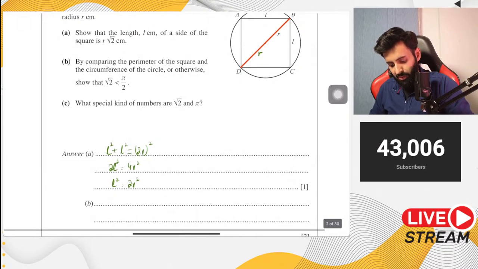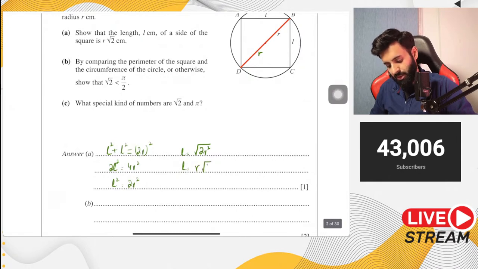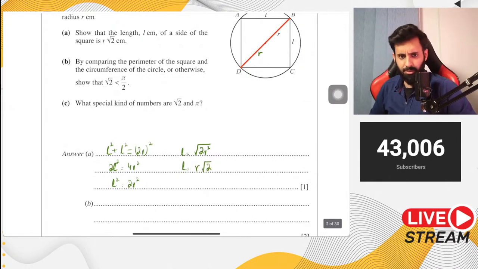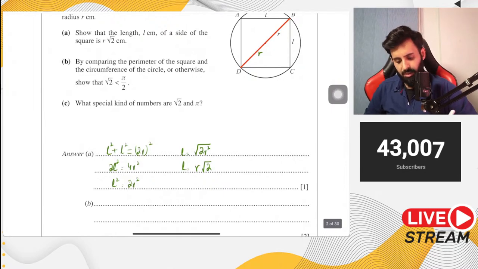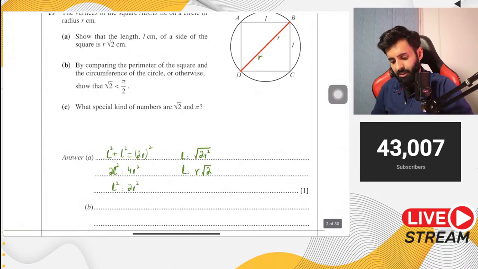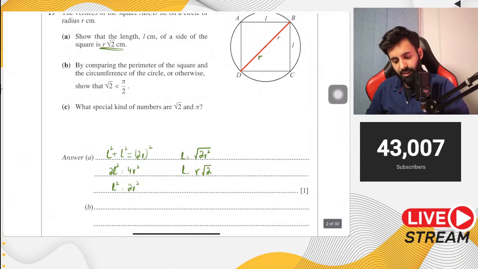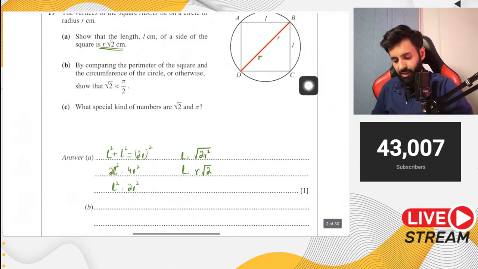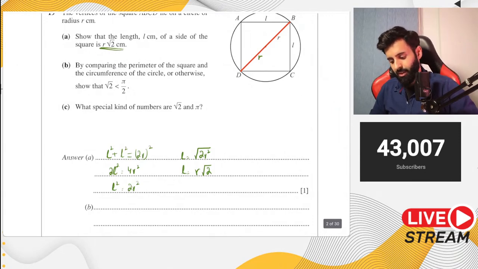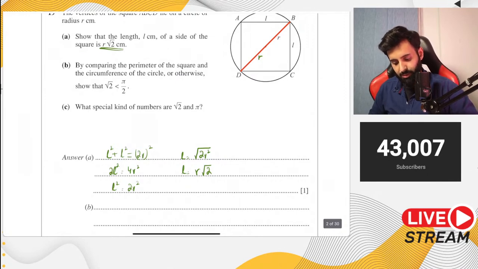And now you can take the square root on both sides. So L is equal to the square root of 2r squared. Now r squared is something that you can take the square root of. Root 2 is something you can't take the square root of. I mean, you can with the help of a calculator, but this is paper 1, so this is how we're going to leave it. So it says here, we had to show that the length of the square is equal to r under root 2, and that's it. We've shown that.